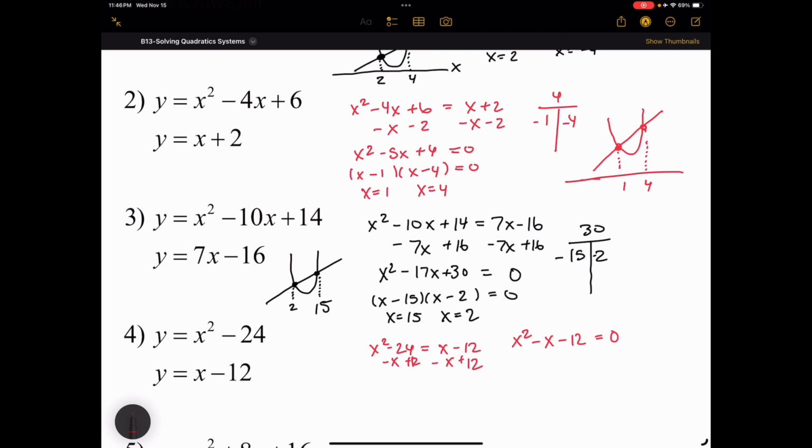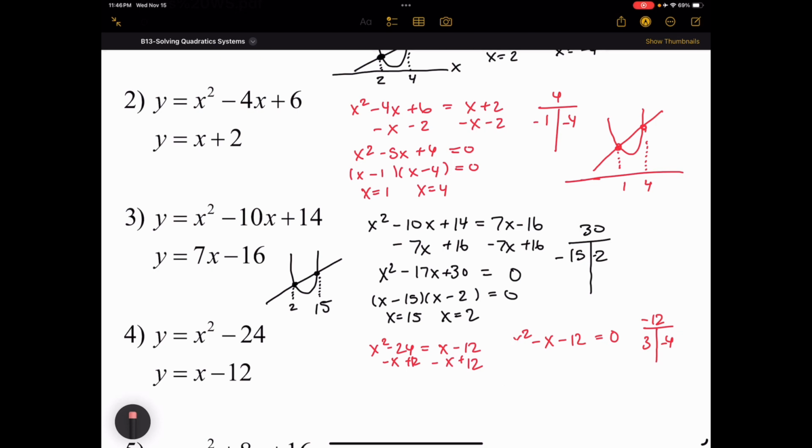Okay, can this be factored? Multiples of negative 12 that add up to negative 1. 1 and 12, 6 and 2, 3 and 4. So 3 and 4. One of them needs to be negative. Since the x is negative, it's the bigger one.